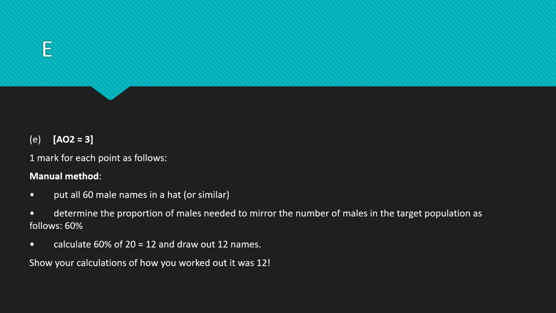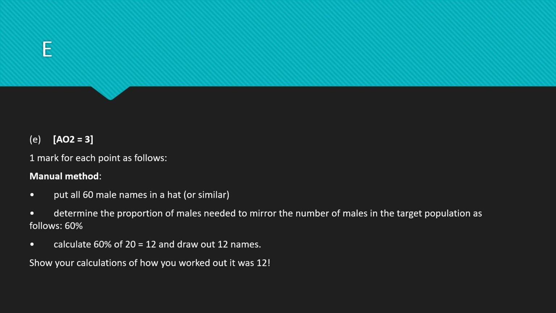So doing it manually, you could have put all 60 male names in a hat, worked out how many males are needed to mirror the population, so showing that you can do 60 divided by 100 multiplied by 20, which gets you the 12. So showing how you calculated that you would need 12 males gets you a mark. And then saying you pick out 12 names from the hat gets you the third.